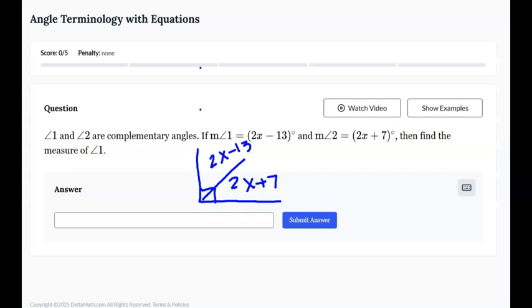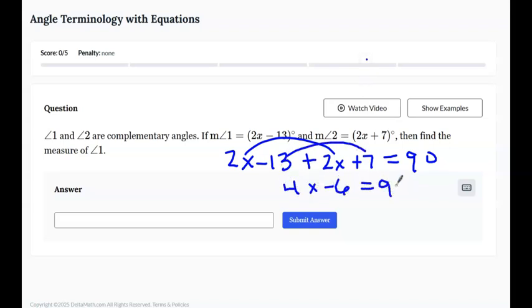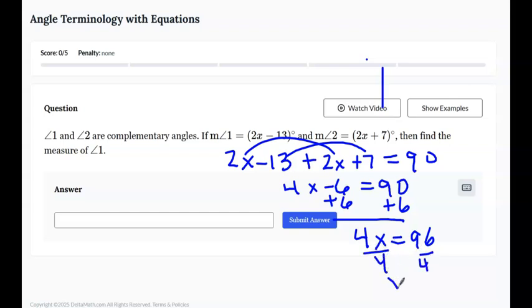So I know that these two angles, 2x minus 13 and 2x plus 7, have a sum of 90. I'm going to combine my like terms. 4x minus 6 equals 90. I'm going to add 6 to both sides, giving me 4x equals 96. And then divide both sides by 4, giving me x is equal to 24.